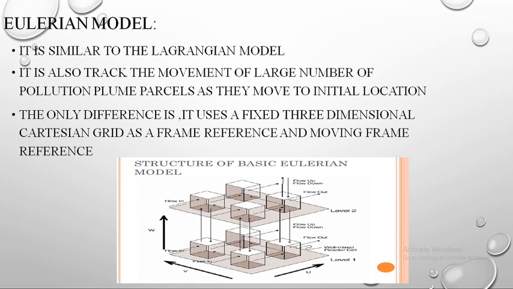Only one difference compared with the Lagrangian model. This model uses a fixed three-dimensional Cartesian grid. Cartesian is nothing but three directions, x, y, z. Here refer to the figure, u, v, w. This is the direction as a frame of reference and moving frame of reference. So this is a three-dimensional model.